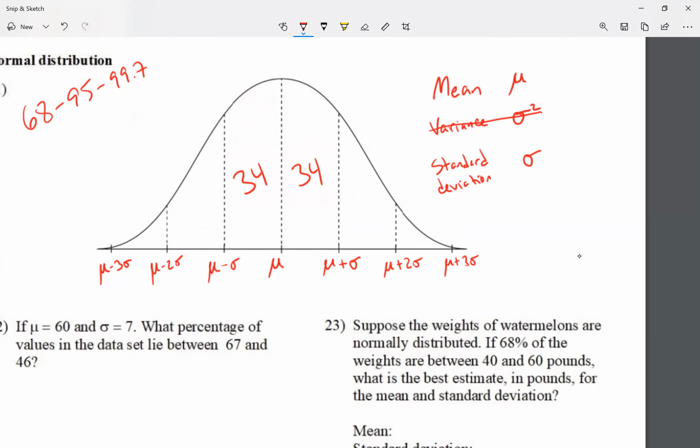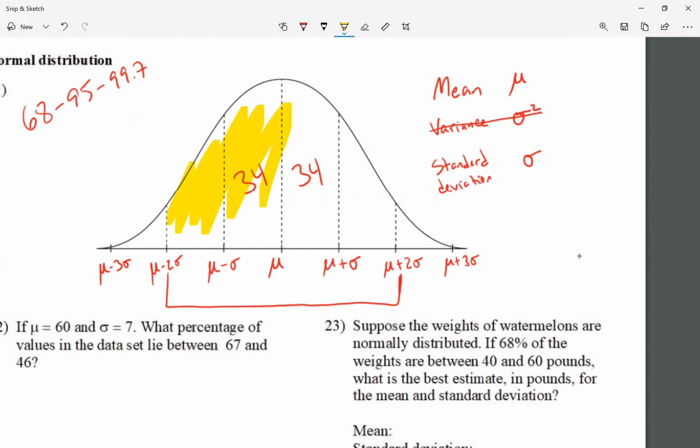Now, from mean minus 2 standard deviation to this other bar, so some of you might be like, oh, you're talking about this whole section here. Yes, this whole section, there's going to be 95% of my people there. 95%.